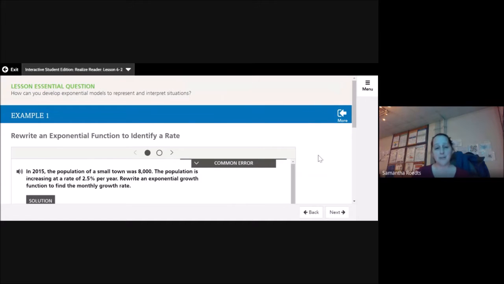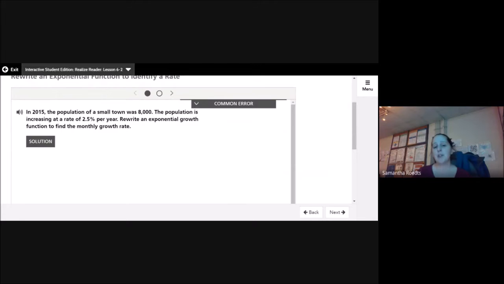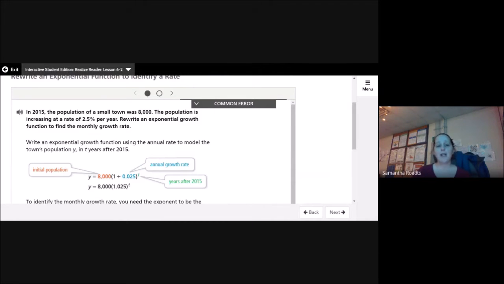Example 1, rewrite an exponential function to identify a rate. In 2015, the population of a small town was 8,000. The population is increasing at a rate of 2.5% per year. Rewrite an exponential growth function to find the monthly growth rate. So I write an exponential growth function using the annual rate, the 2.5%, to model the town's population Y in T years after 2015. So 2015 is my 0 year, my start year.